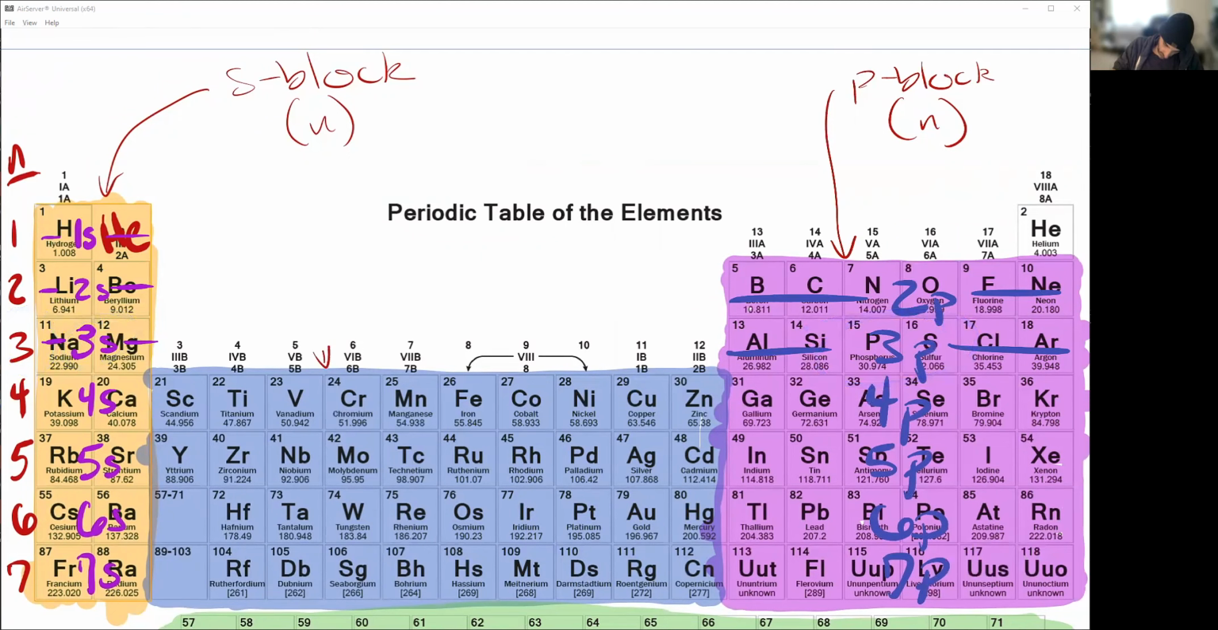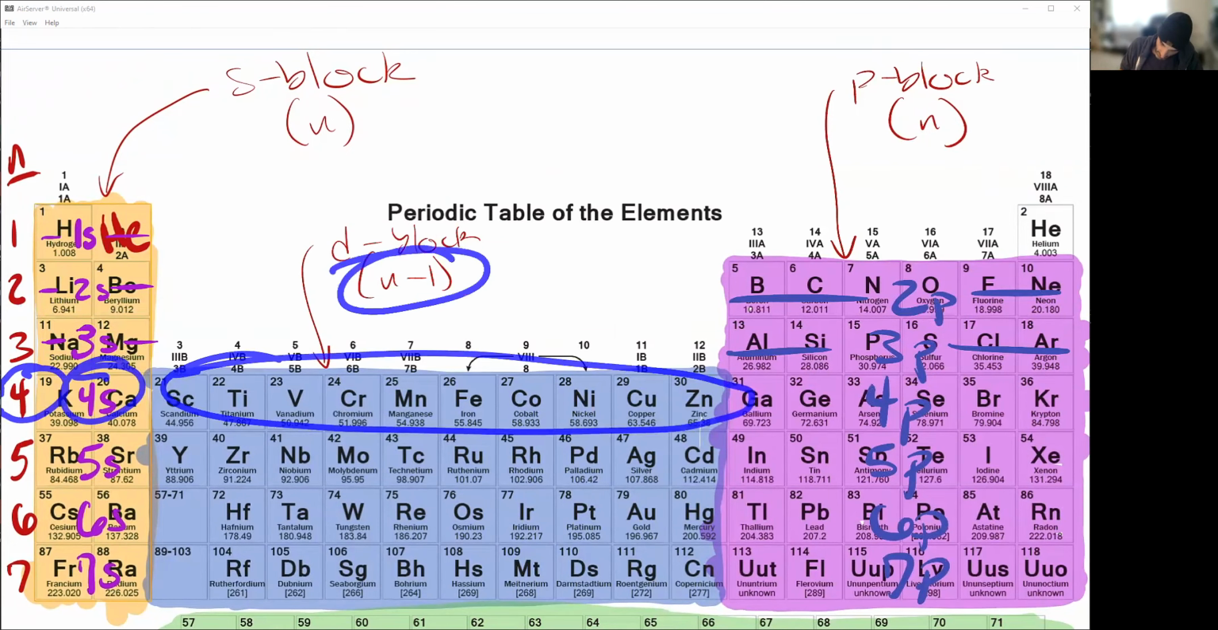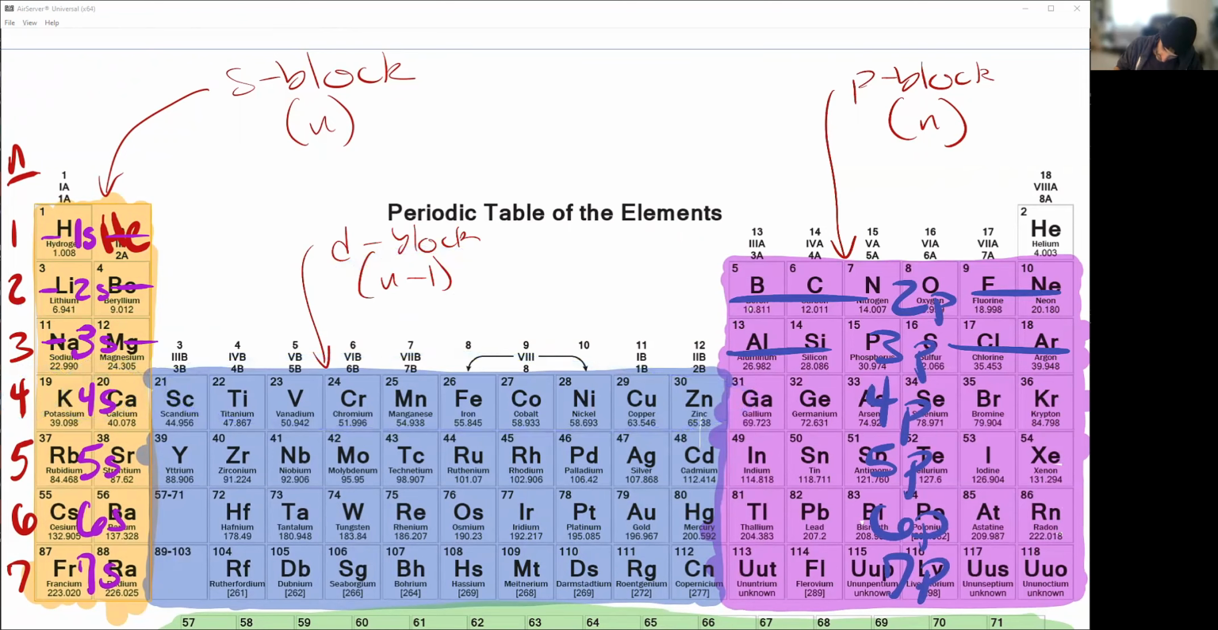Next up, this blue one here is known as the D block. A little bit different, the D block is not n, it's n minus 1. So whatever number is out front, we're going to essentially subtract 1 from it. So if this is the n equals 4, that makes this right here n minus 1. So this becomes the 3d, making this the 4d, 5d, 6d.